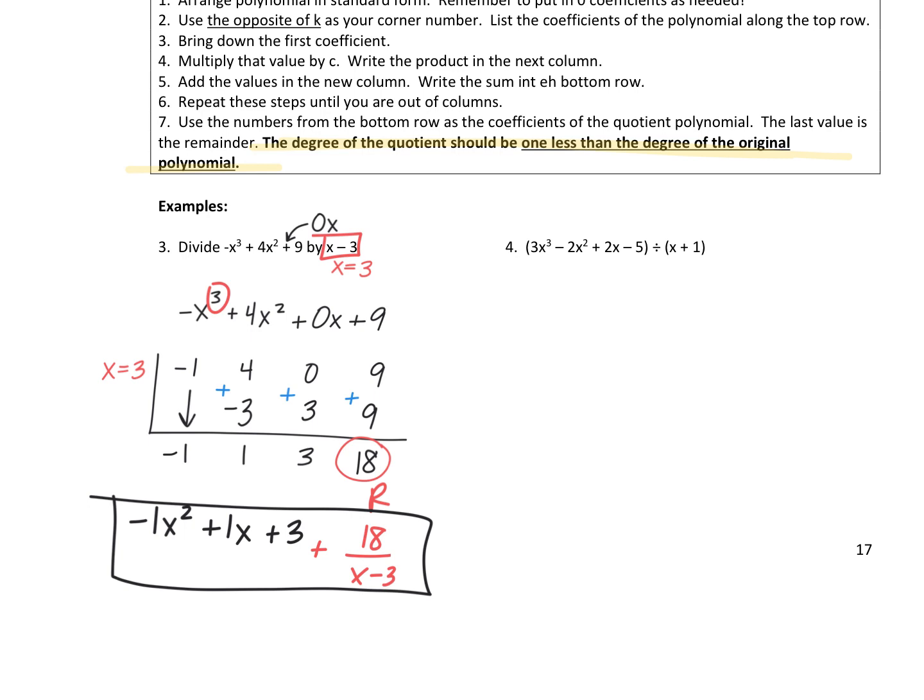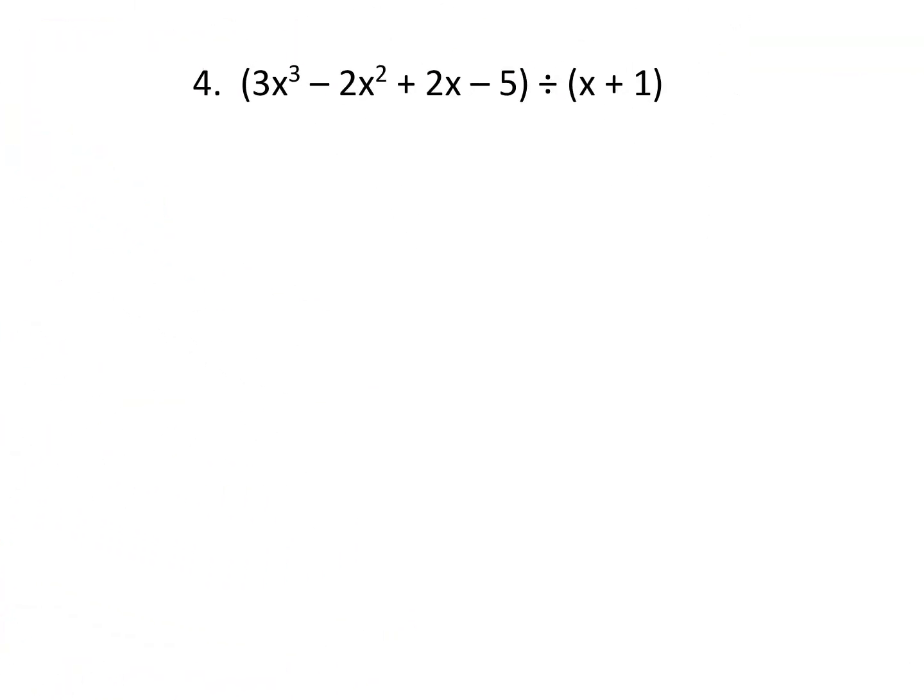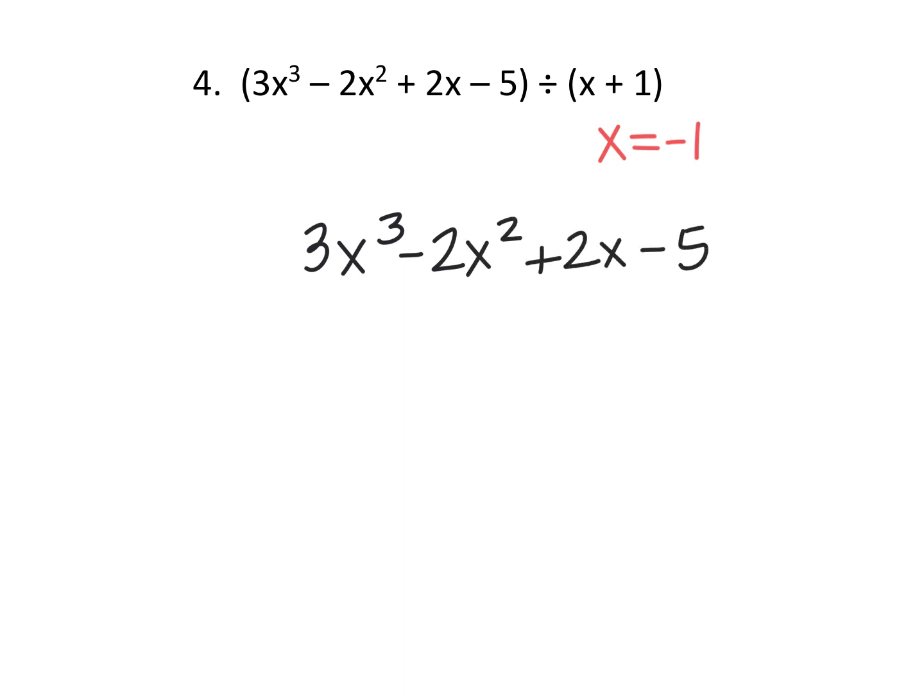Okay. Look at number 4. Are we missing any terms? No, it goes x to the third, x squared, x, 5. So no, we're good here. The thing we are using on the outside of the L would be negative 1, because that would be my 0 from that. You can rewrite this: 3x to the third minus 2x squared plus 2x minus 5.